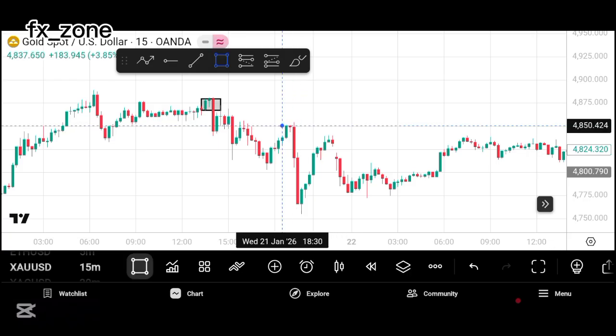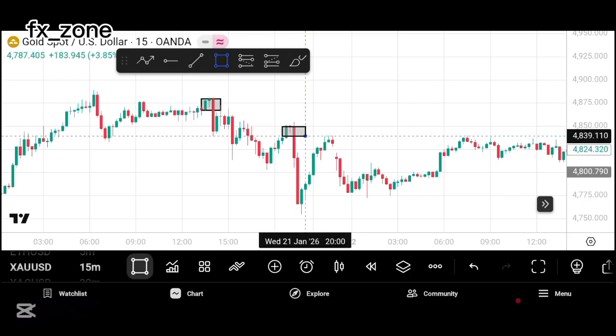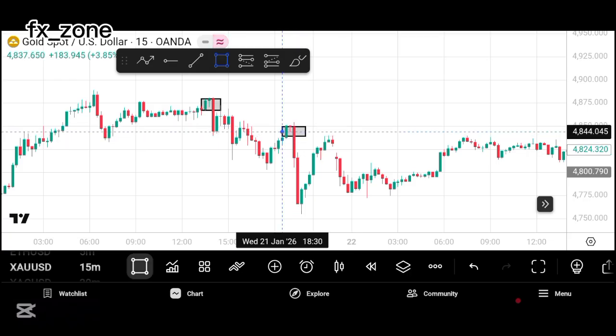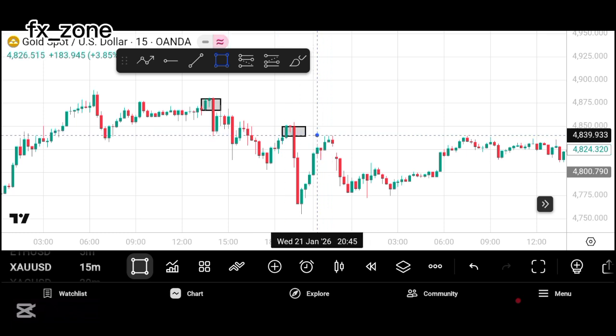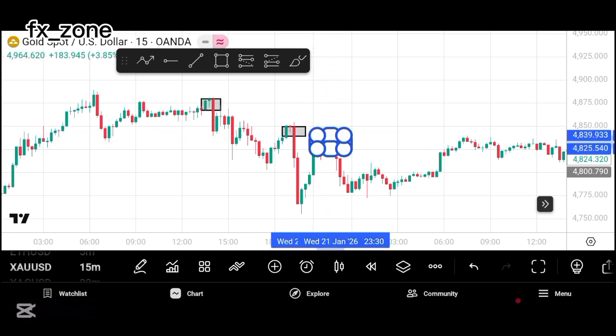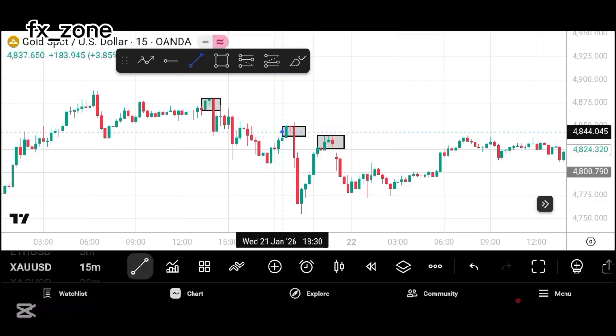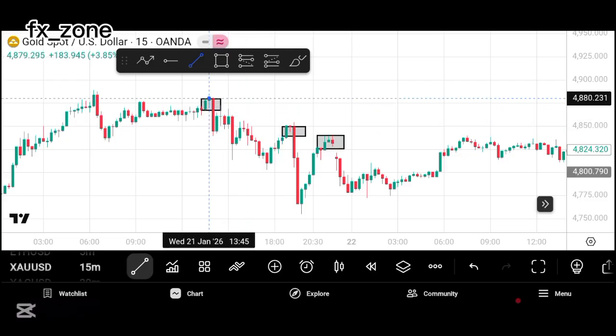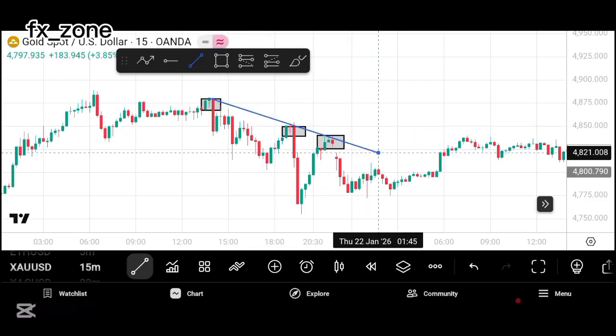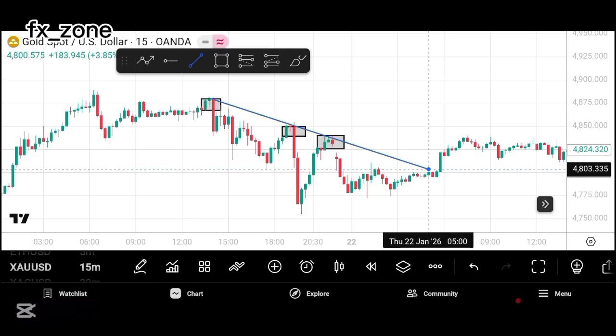We have the first touch there, we have the second touch here, and then the third touch is very close to the first touch, which is still valid. As long as our trend line can connect to the three of them, we have a valid trend line. And boom, you see, easy.